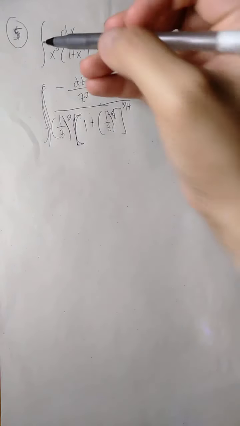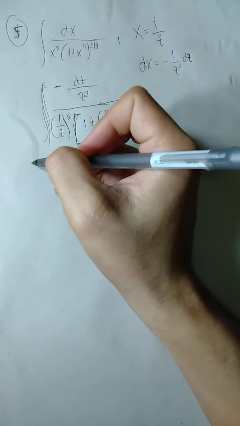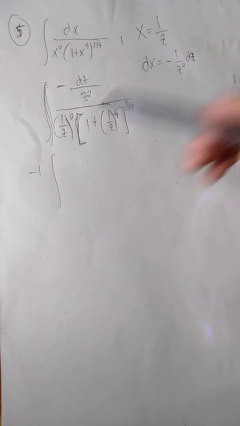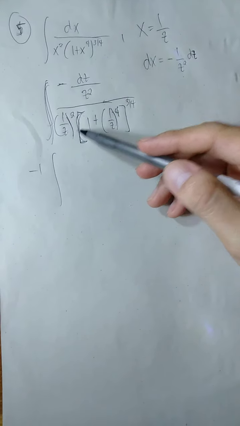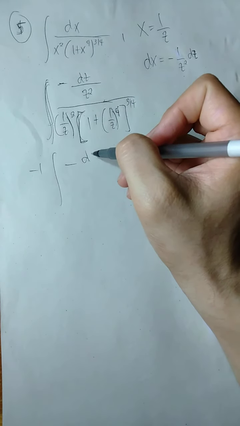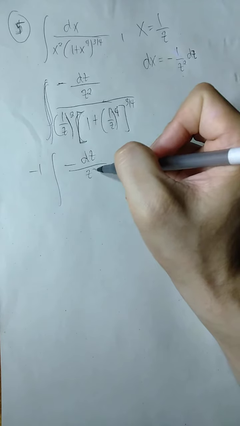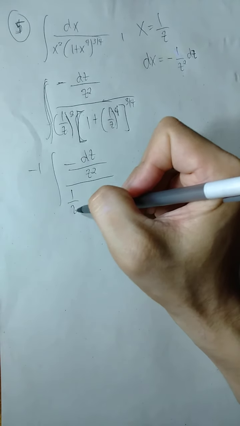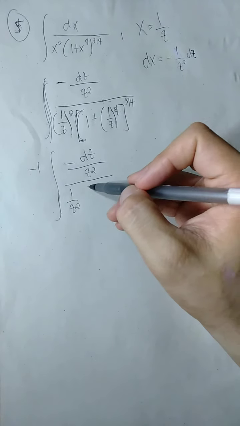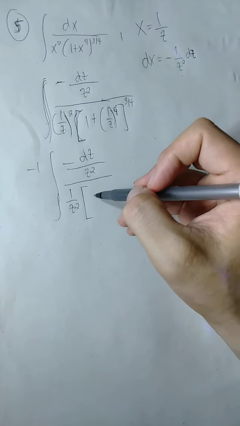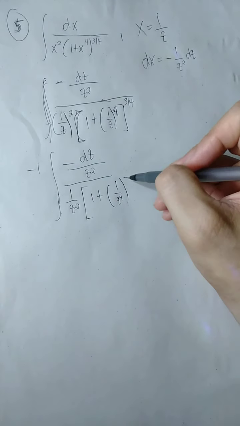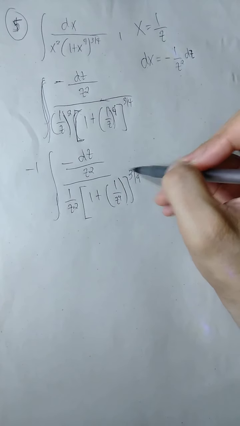Okay, so what's next? We can factor out the negative 1 outside, then simplify it more. This becomes 1 over z squared, so negative dz over z squared over 1 plus 1 over z to the 4th, raised to 3/4. Then we can take the LCD after raising to the 4th power.